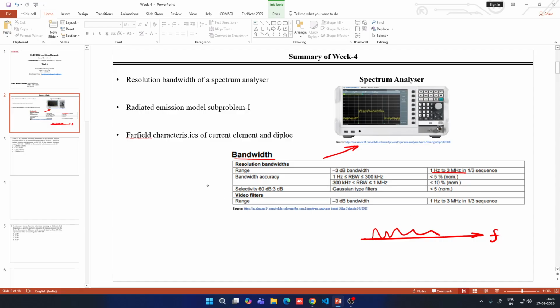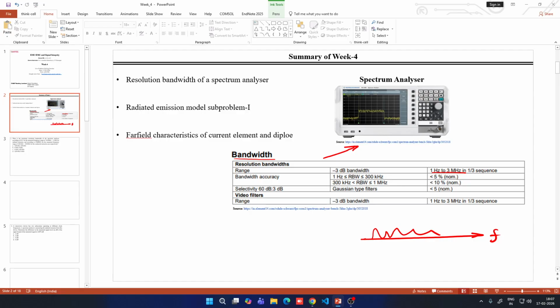If you go for a very low resolution bandwidth, then the price will increase. Those are very sensitive equipments. If there are two frequencies which are closely spaced and the resolution bandwidth is very low, it can easily find them out and show the spectrum, the energy content at that particular frequency. If the resolution bandwidth is higher, it won't be able to resolve between the two. It will give a kind of summed up value of those two frequencies.